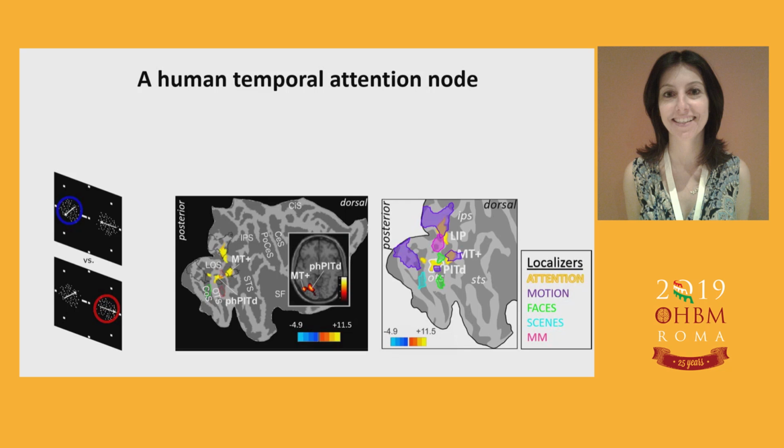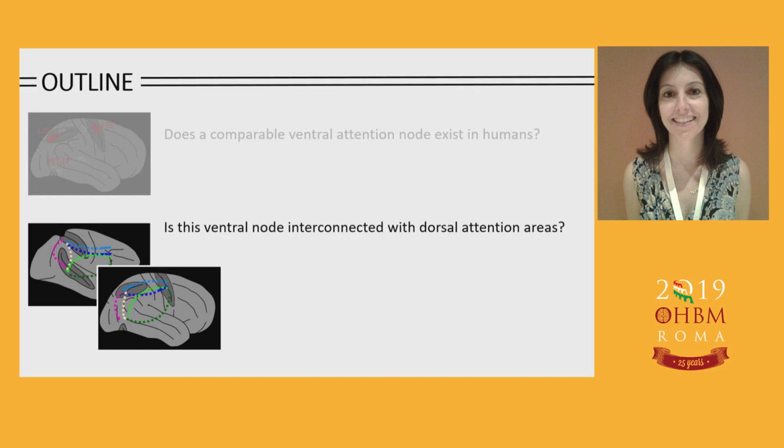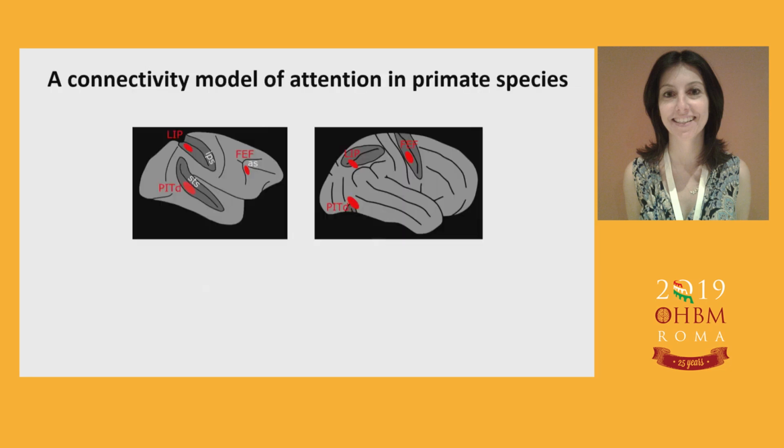So the second question was, is this ventral node interconnected with dorsal attention areas? In fact, co-activation in an fMRI study can happen for a number of different reasons. For example, a common source from outside the brain, like the visual stimulus, or a common source from inside the brain, with those nodes not being physically connected, or it could result from direct connections between the nodes. And this is what we wanted to test.